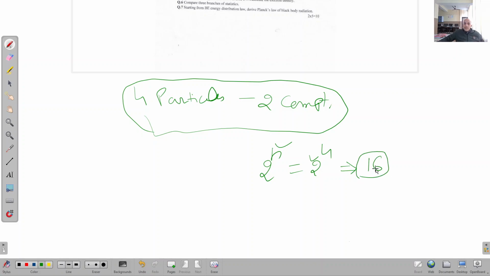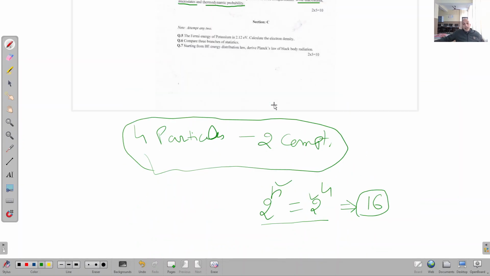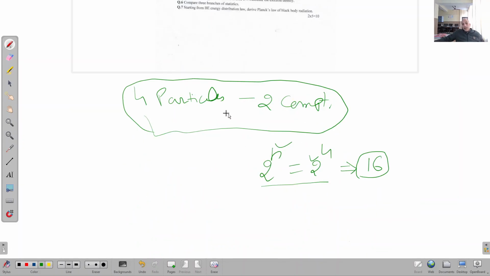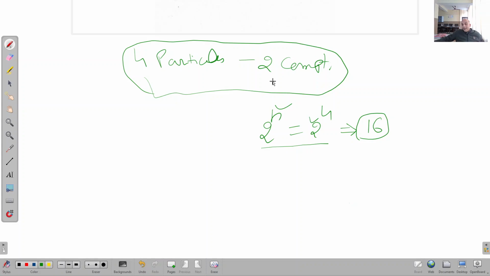So this problem is mentioned in the book that we have solved in the class, but I have told you at that time also that the examiner can ask you like this: 4 different particles in 3 compartments. So in that case, this kind of formula will not be applicable here.